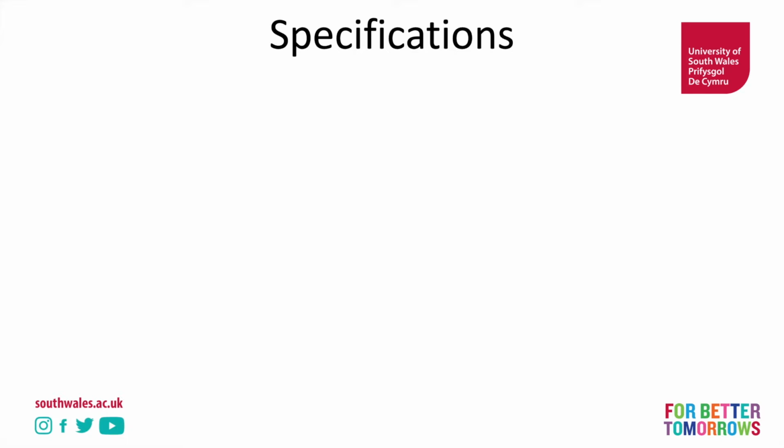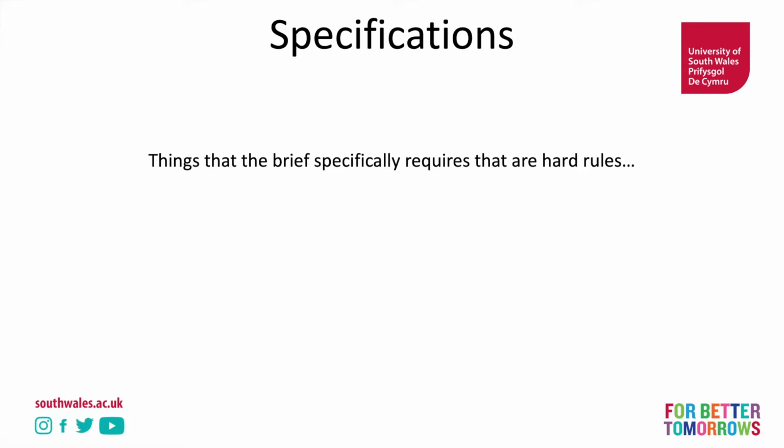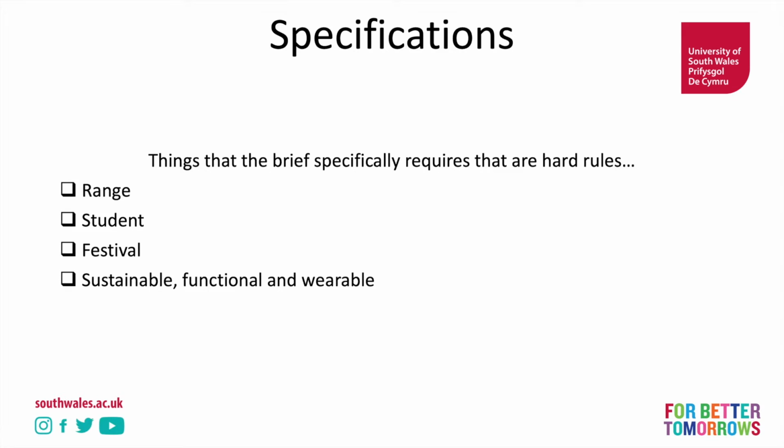The first one for any brief that we look at is specifications. Now these are the things that the brief specifically requires that are hard rules. So for this brief, we have to have a range. It says that specifically. It has to be for a student. It says that specifically. It has to be for a festival. It has to be sustainable, functional, and wearable. Now, usually for specifications, there'd be, say, a budget, but there'd also be a time frame. Now, these are hard and fast rules. For example, we can't submit work that isn't a range because that would not meet the brief.